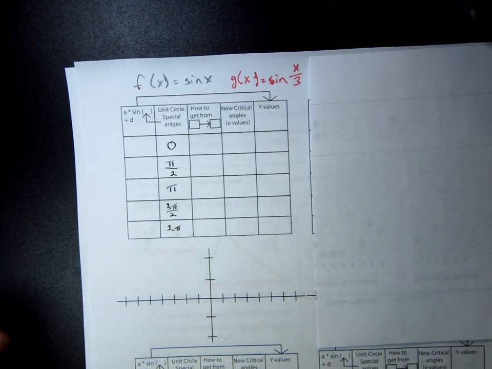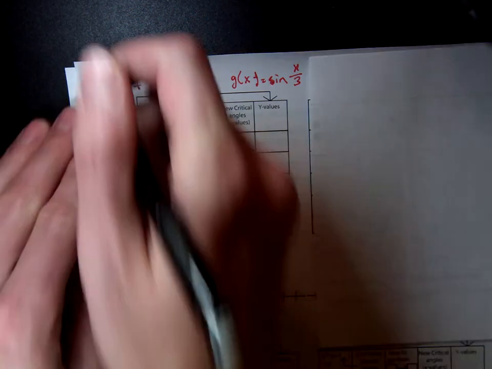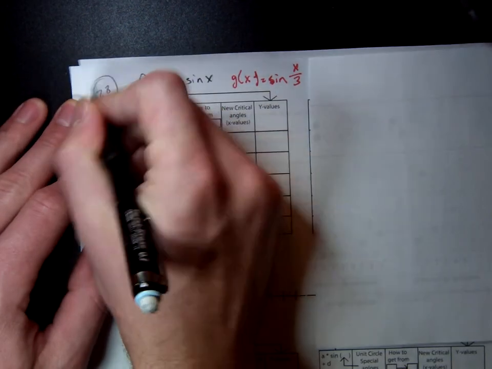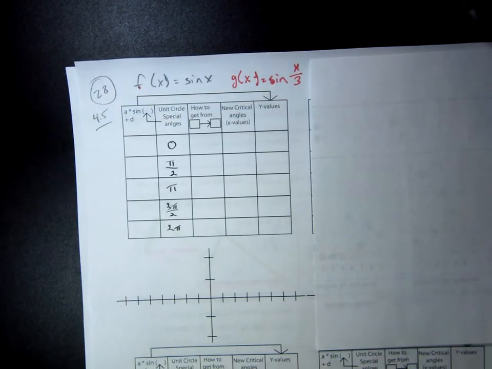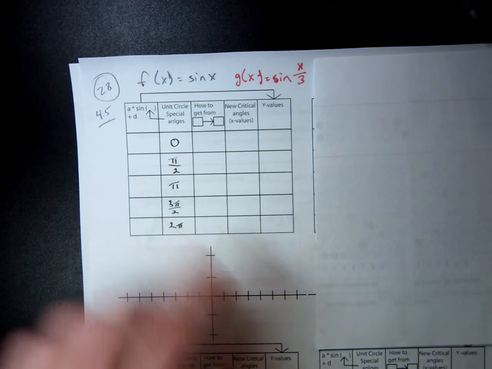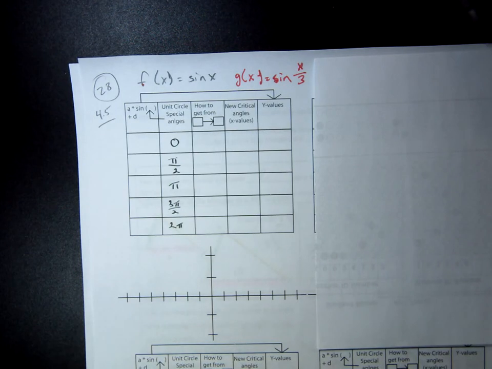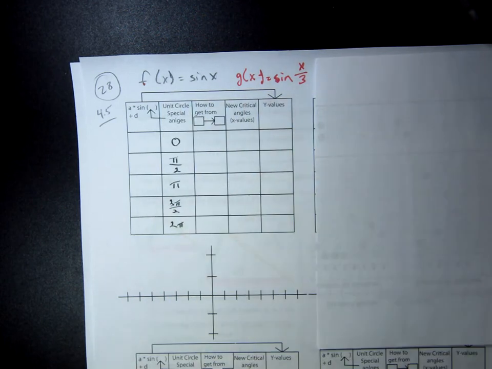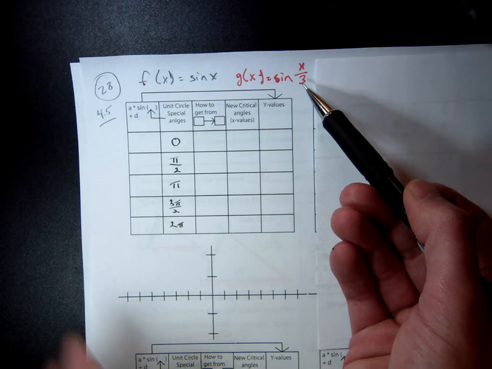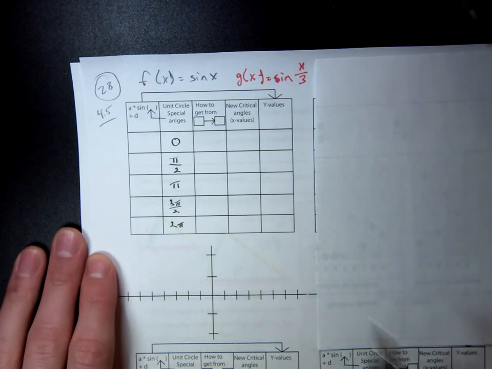All right, so this is number 28 out of section 4.5. Here they ask us to graph on the same graph two different sine functions. We can see here that this is the parent function, and then we have a transformation of the parent function.